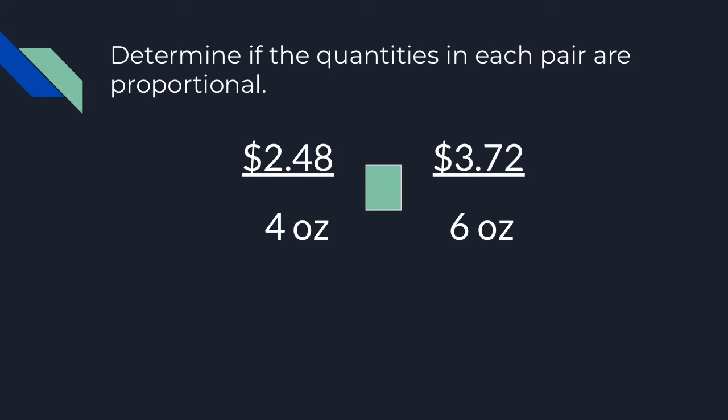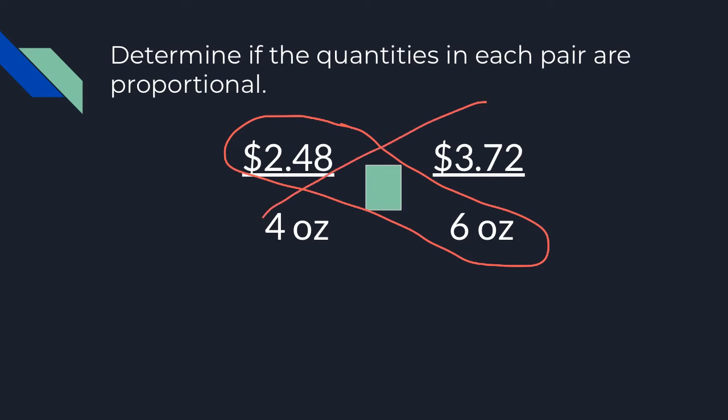I want you to do this one without me. It's a review. We want to determine if the quantities are proportional. Are these ratios equal to each other? So you're going to do this cross product. You're going to do that cross product. And you're going to decide if they are equal or not. So go ahead and pause me while you work and come back when you're ready to check.